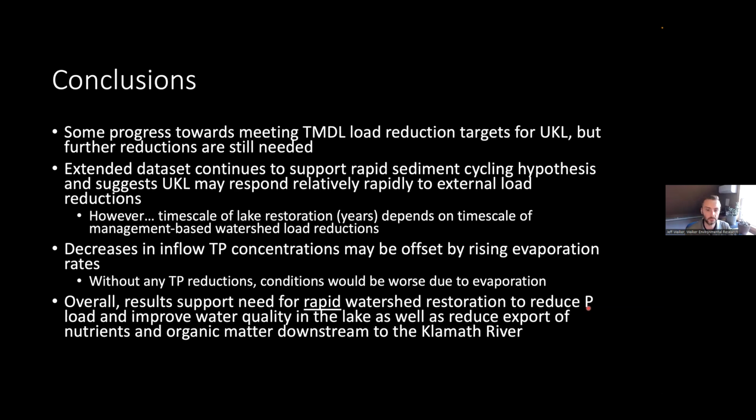So overall, this really highlights the need for rapid watershed restoration to reduce the phosphorus load and try to improve the water quality in the lake. And this is also important for reducing the export of nutrients and organic matter downstream to the Klamath River, because that export then affects the productivity and the salmon disease dynamics downstream.